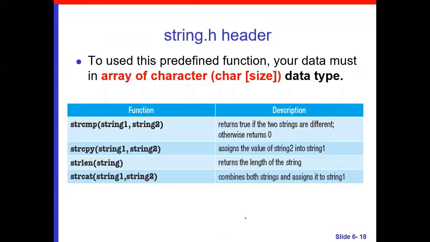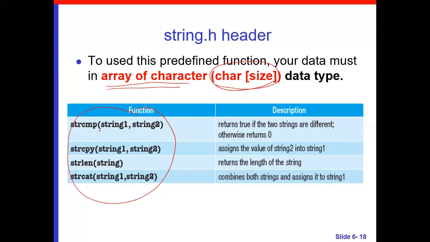Okay, next is the string.h header. To use these predefined functions, your data must be an array of characters. When we talk about the array of characters, you should remember, guys, char that has a size. We call it an array of characters. So this data type is very unique. Why? Because we need to use functions when we want to do the evaluation in the selection. If we want to compare two values, we need to use these functions.